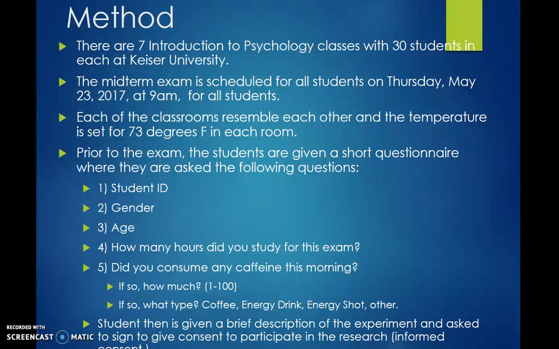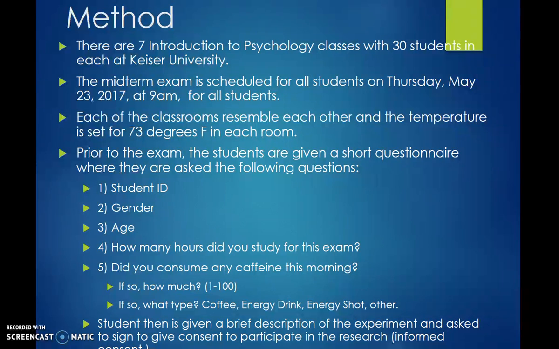So I have 7 classes. I got 30 students in each class. That's 210 students I'm going to do this with. The midterm exam is scheduled for all students on Thursday, May 23rd of 2017. Obviously, that's in the past, at 9 a.m. for all students. So why would I do something like that?